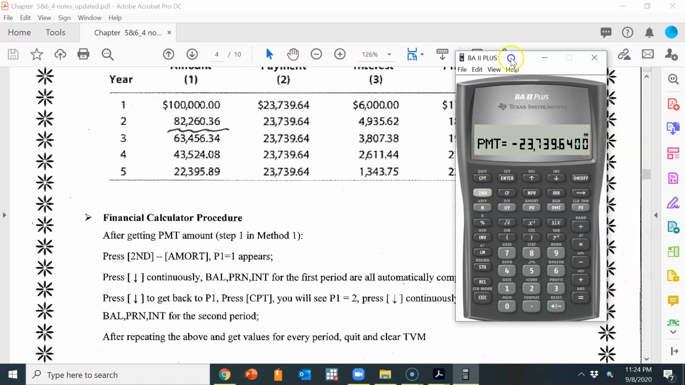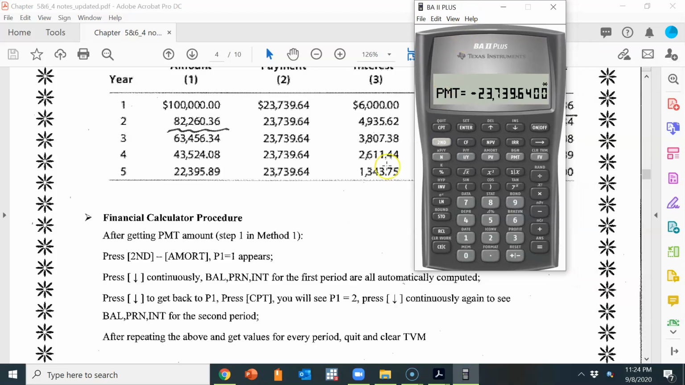Let me also show you here on the financial calculator. Okay, if we want to use the calculator to construct the table, step 1 is the same as our step-by-step method. We always need to get the total amount. So the first step is always to get this 23,739.64 as the total payment we're paying each year. You need to input N, I, PV, and FV to compute for payment to get this amount.